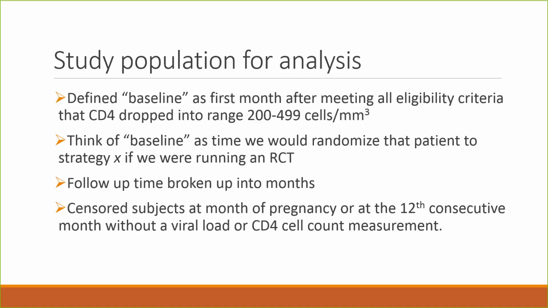So basically, we can think of that eligibility criteria as who would we recruit for this trial we want to run? People who are 18 years or older, they can't be pregnant, they have to have had no history of a CD4 below 500. Now, we're going to enroll them in the trial, and the first time their CD4 drops anywhere in that range, 200 to 499, I'm going to randomize them to one of those strategies X. So this is the time that is their start of follow-up, their baseline.